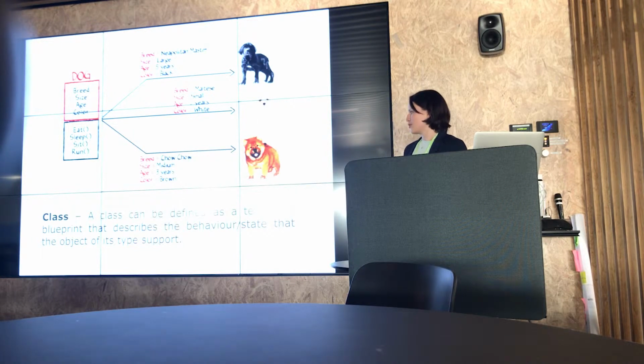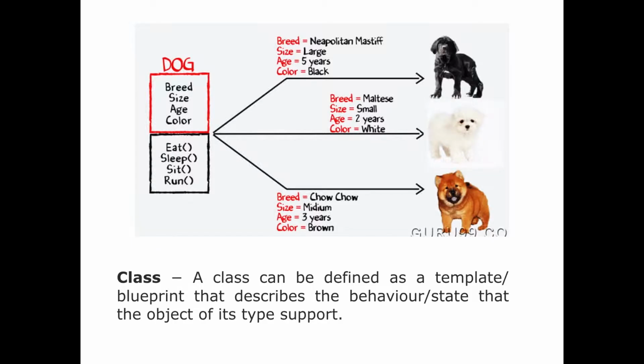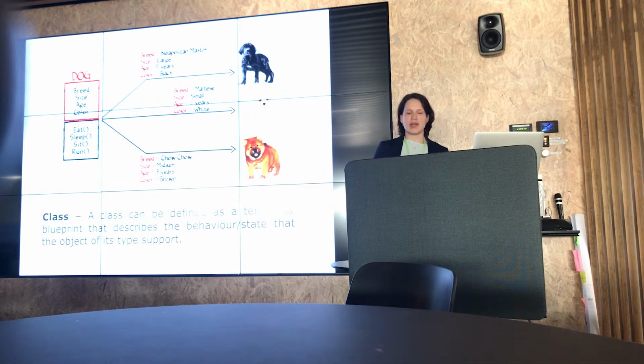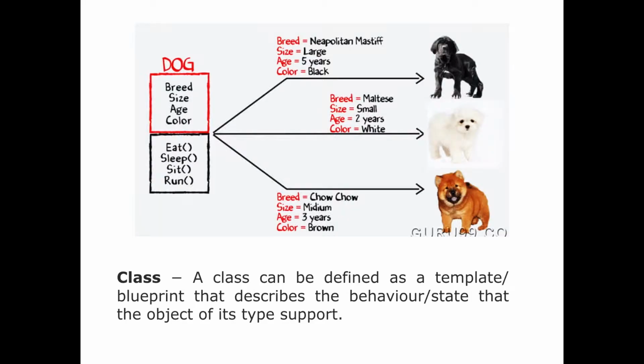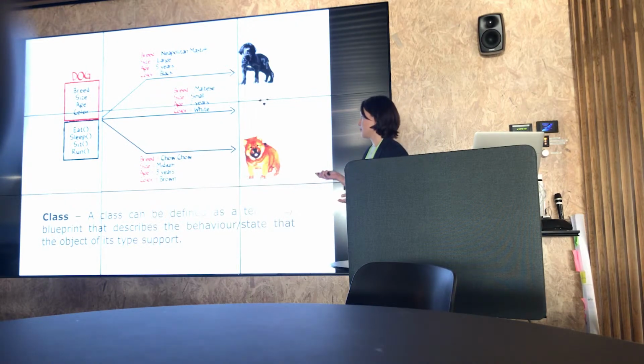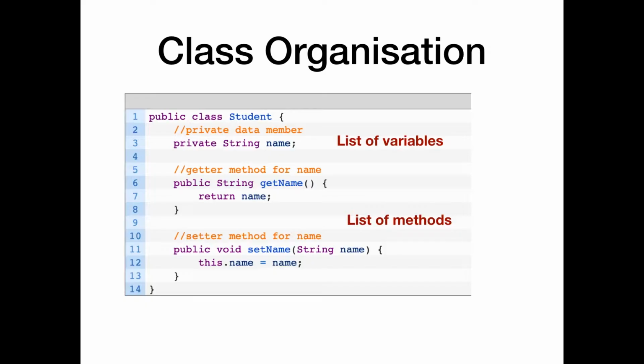So probably most of you know this. In object-oriented programming, if you have an object and then a class, basically this is a template or a blueprint that describes what behavior and what state this object supports. So in this case, this dog class has these states: breed, size, age, and color, and it has this behavior: eat, sleep, sit, and run. So there are several basic principles that we should follow when we are creating classes.